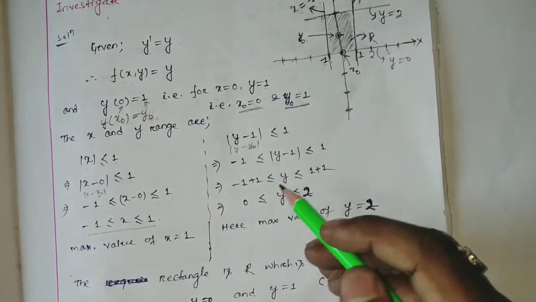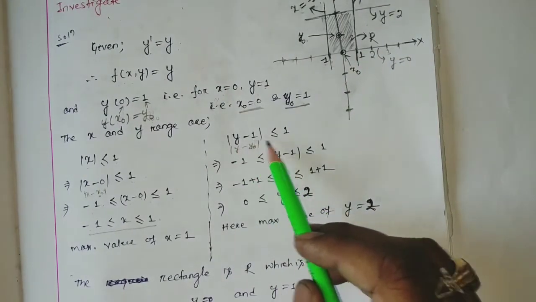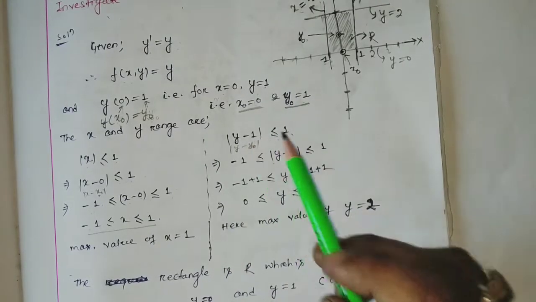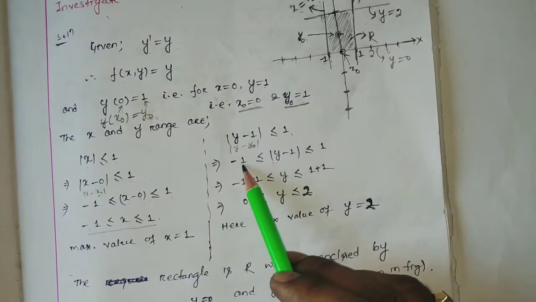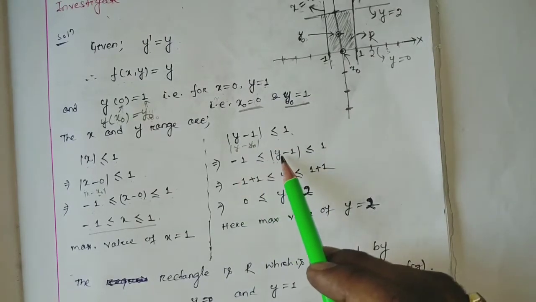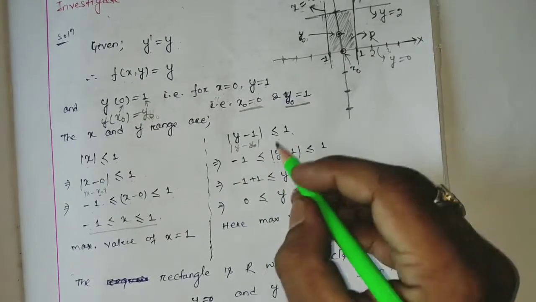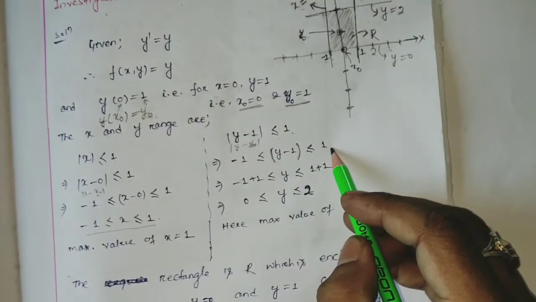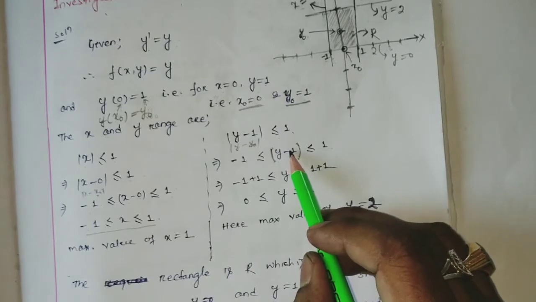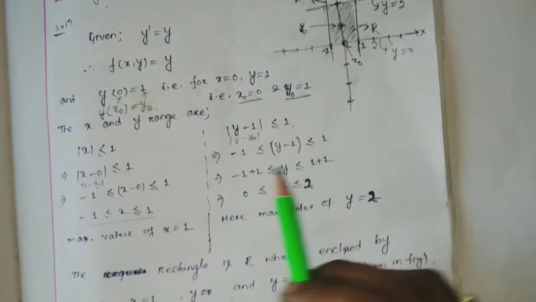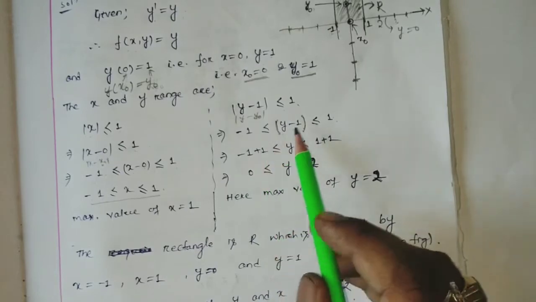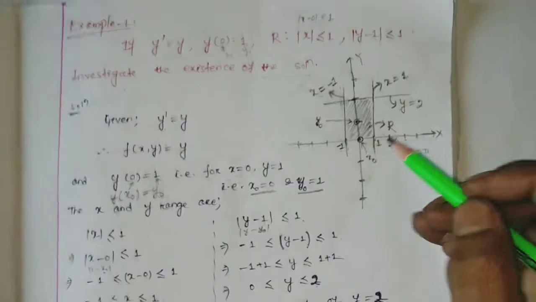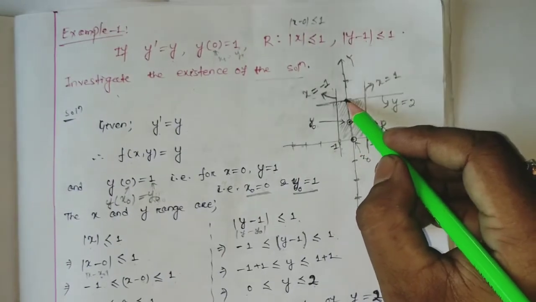But the y range will be how much? It is given that |y − 1| less than or equal to 1. That means y0 = 1. So this can be written as −1 less than or equal to y − 1, bracket is there, not mod, less than or equal to 1. So here this −1 will be added on both sides: −1 plus 1, and 1 plus 1. That means the y range will be 0 to 2. The y range is 0 to 2.